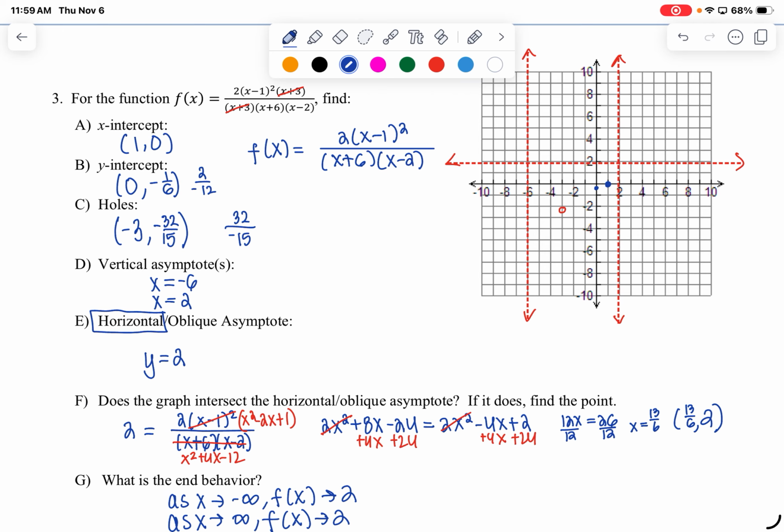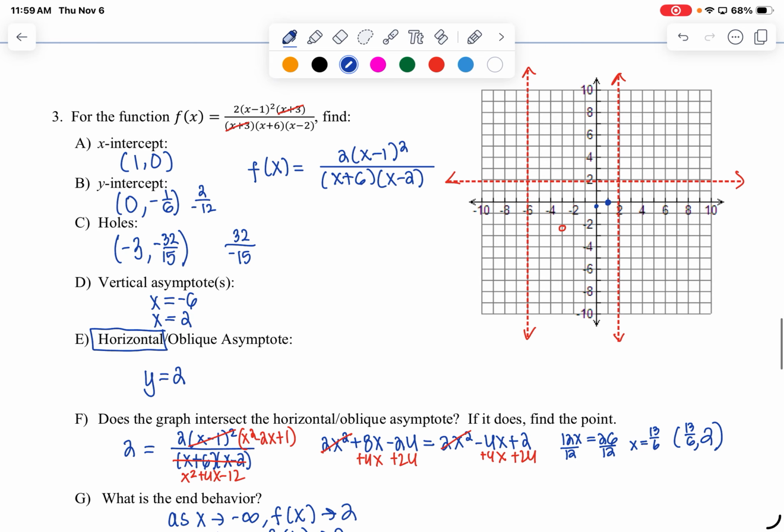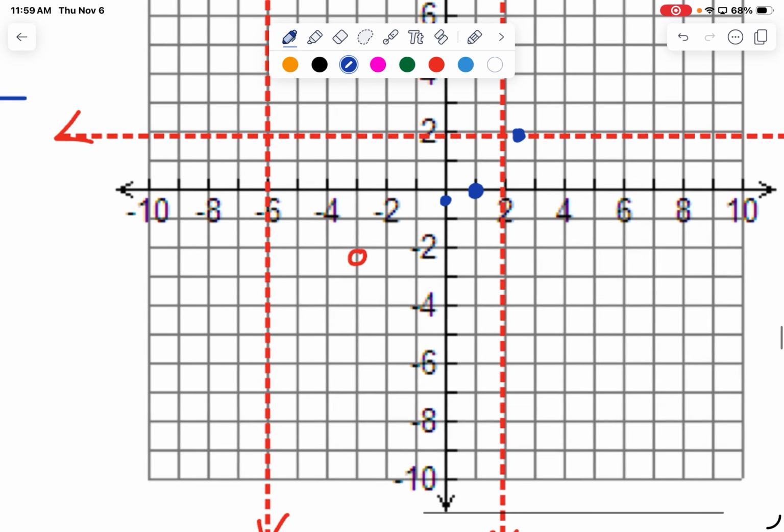Okay, well, this is enough information to graph, okay? Oh, and I have also crossing through the asymptote. So where do I cross the asymptote? 13/6, which is 2 and 1/6, comma 2. So 2 and 1/6, comma 2, right there. Okay. All right, so I have enough information to graph this.